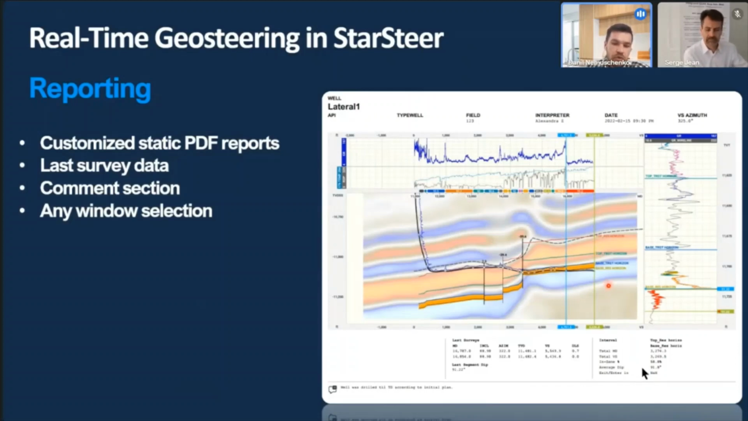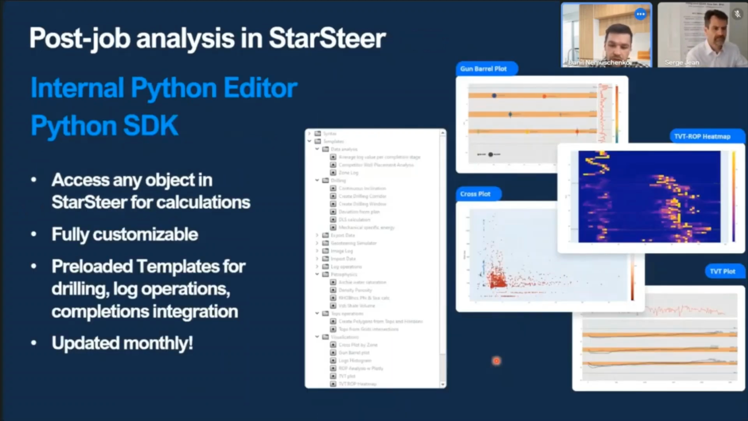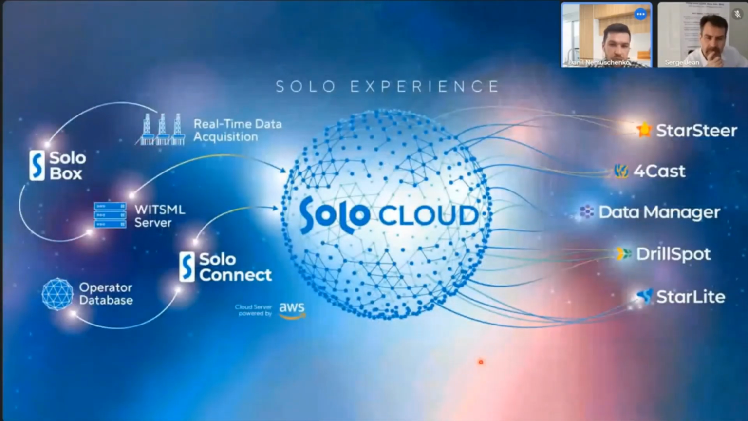We have PDF reports. Another way we can make reports is to use our cloud system. So we have a cloud. This cloud can be connected to any software. It can be ROGII software or third-party software. In ROGII, we have StarSteer as software for geosteering.